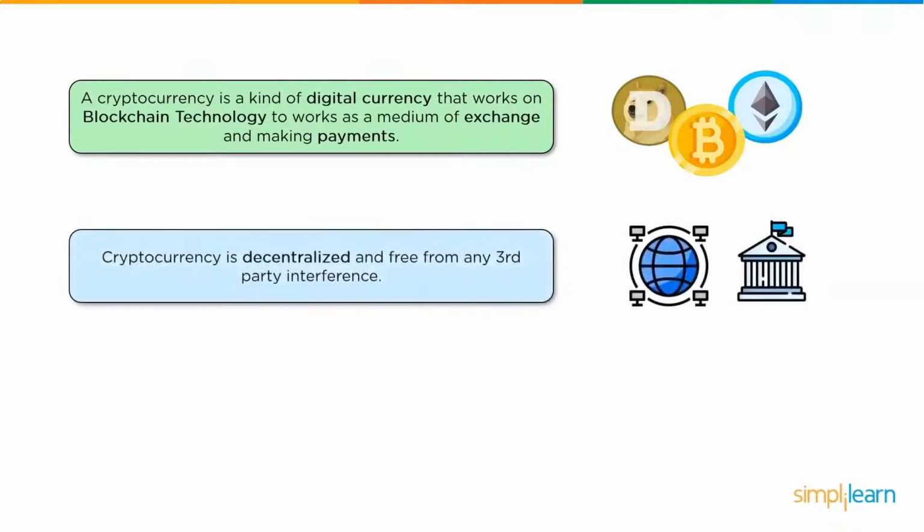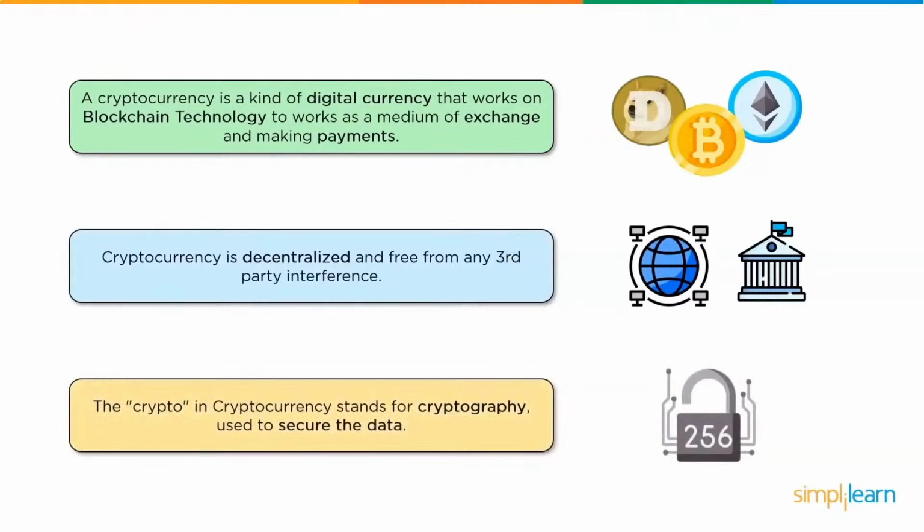Cryptocurrency is decentralized and free from any third-party interference, which means it is not issued or controlled by any government or central authority. The crypto in cryptocurrency stands for cryptography, which uses encryption and decryption to secure the data.